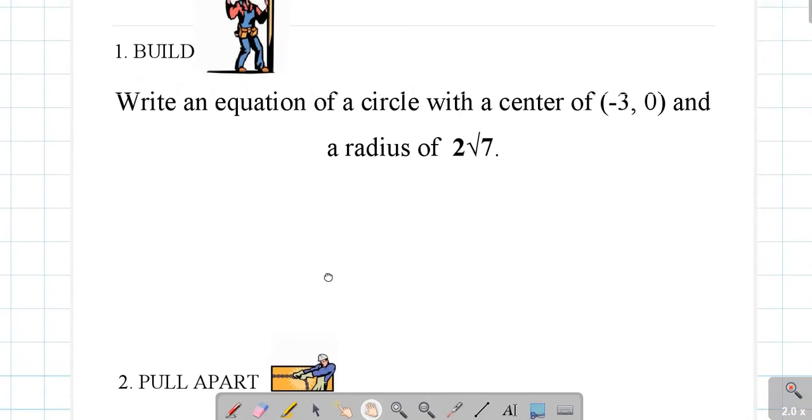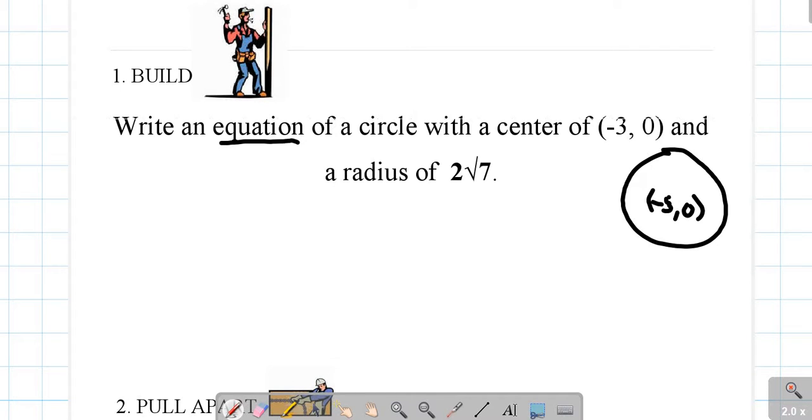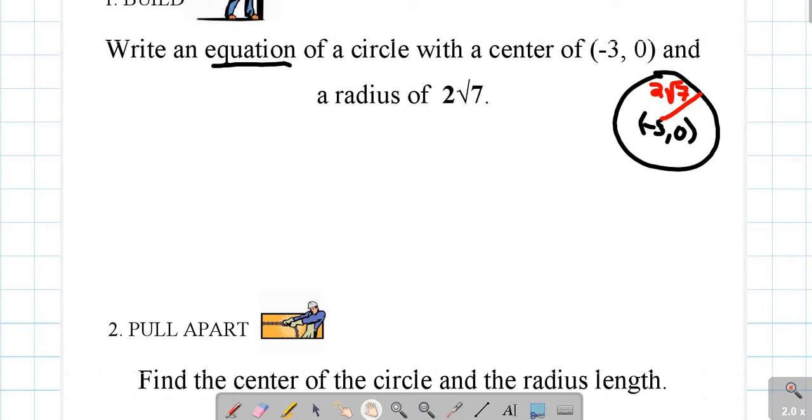Okay. It says, write an equation of a circle with a center of (-3, 0) and a radius of 2√7. So we want the equation of a circle. And let's just draw our circle just for visual sake. Our center is (-3, 0), and the length of our radius is 2√7. So we're going to build this equation.